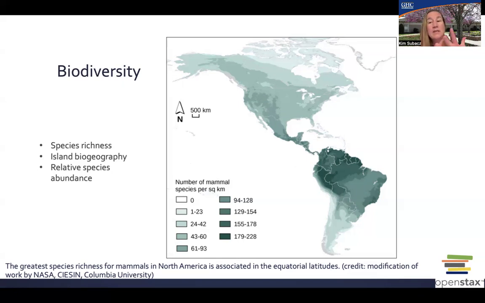Way back in the day, India used to be an island until it slammed up into the continent of Asia. So it's got some super cool creatures there too. So island biogeography is talking about Galapagos, how unique creatures can evolve on the islands. And then relative species abundance is just talking about the number of individuals of a species related to the number of individuals of all the species in the area.